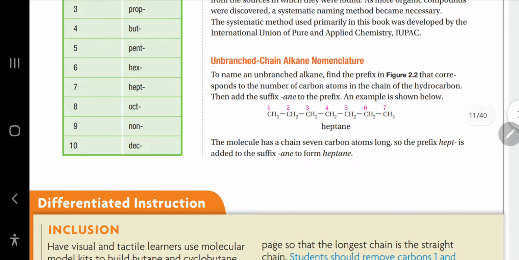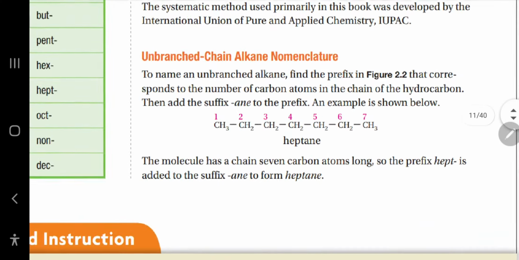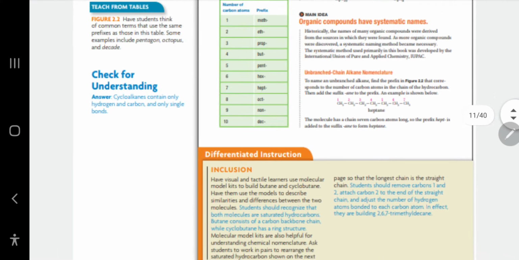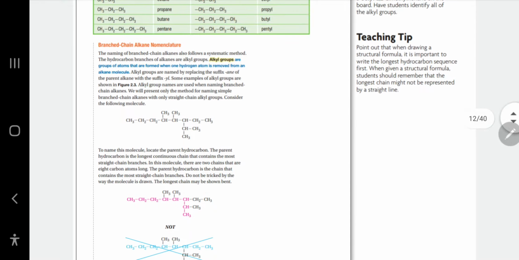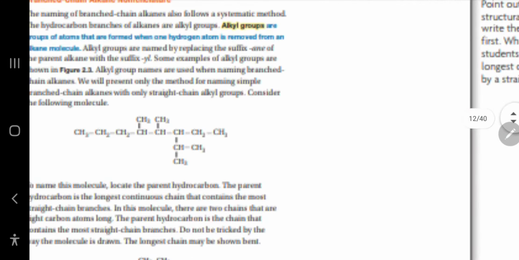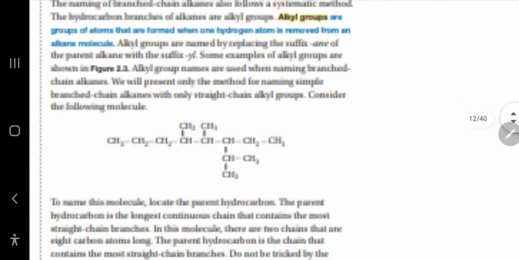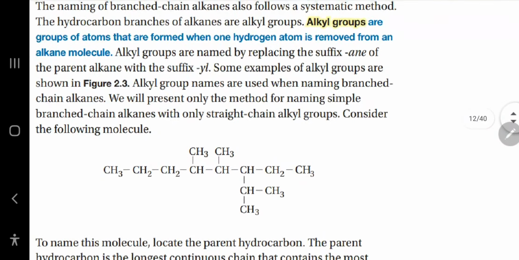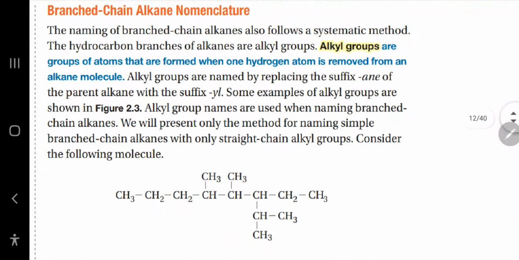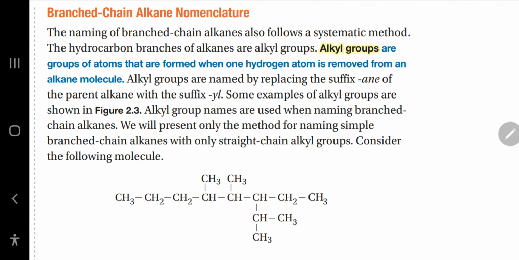Now guys, this is easy when we don't have any branches in the compound, when we have only one chain. But what if we have some branches, as we can see? Now, branched chain alkane nomenclature.